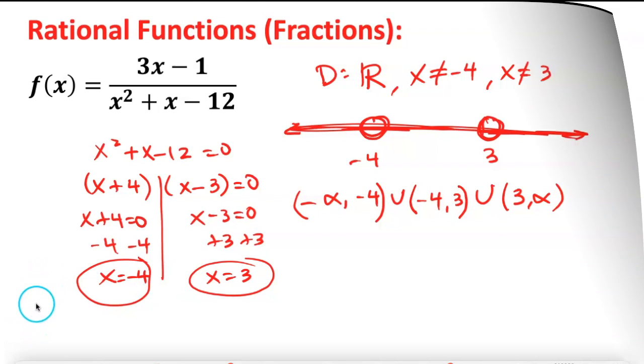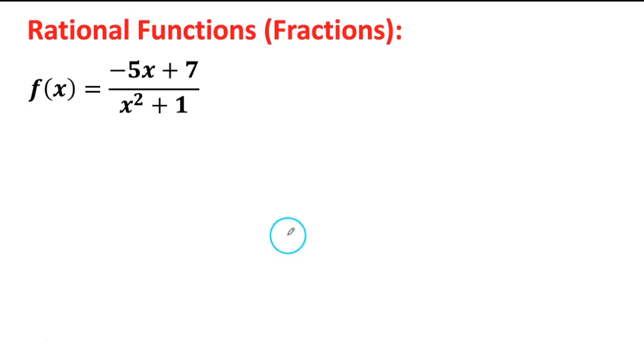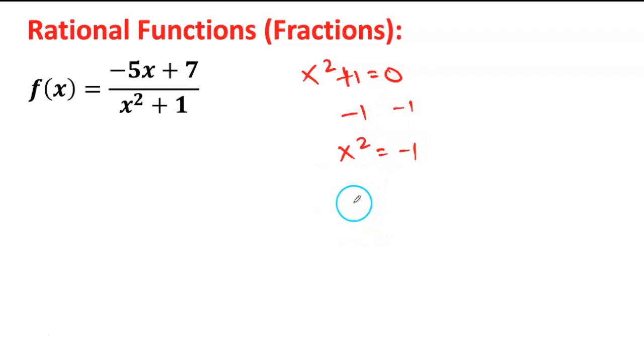Let's work on another one. Now we have this rational function. Okay, same idea. I don't want a denominator equal to 0, so I bring my denominator and I make it equal to 0. And I'm going to try to find the value of x. But now what's going to happen here? Look, I have x squared equals negative 1.